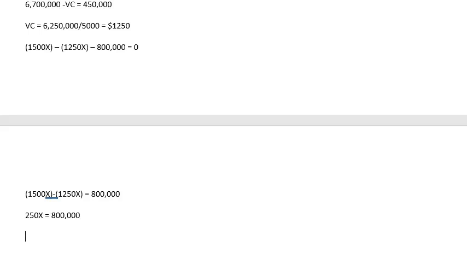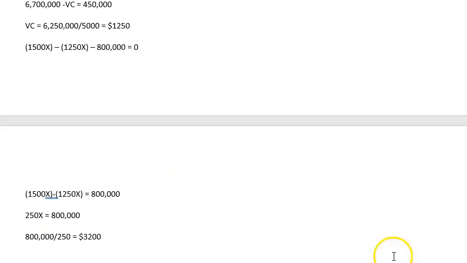And now all we got to do is divide the 800,000 to figure out what it takes to get to the multiplied side of it. So 800,000 divided by 250 equals, let's see, check my math here. Yep, equals 3,200.